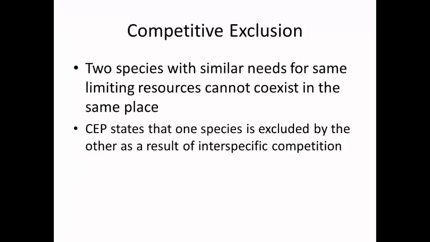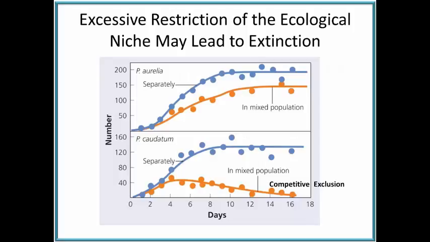This concept that no two species can have exactly the same niches, that have perfectly overlapping niches, is referred to as competitive exclusion. Two species with similar needs for the same limiting resource cannot exist in the same place. This is, as I said, referred to as the competitive exclusion principle, CEP. This states that one species will be excluded and the other will survive as a result of interspecific competition. I want to show that in a sort of laboratory situation.